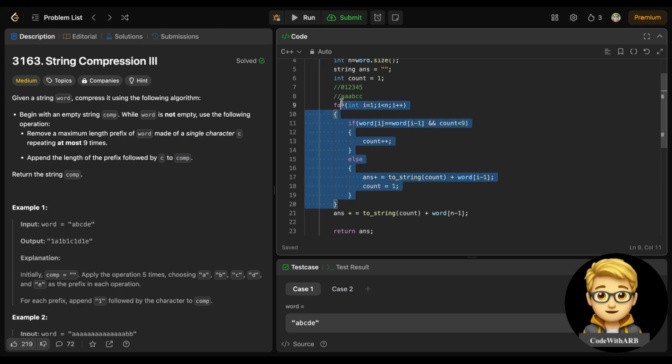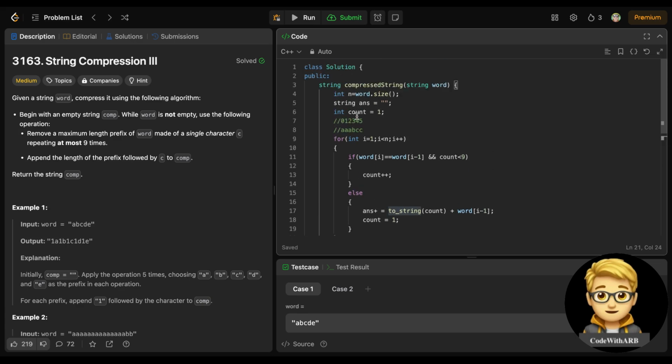Now after that the loop is over, right? And c is still left to be inserted in the answer. So the answer stores 2 plus c, which is 2c. So the answer you get is 3a plus 1b plus 2c. This is how we solve this question.